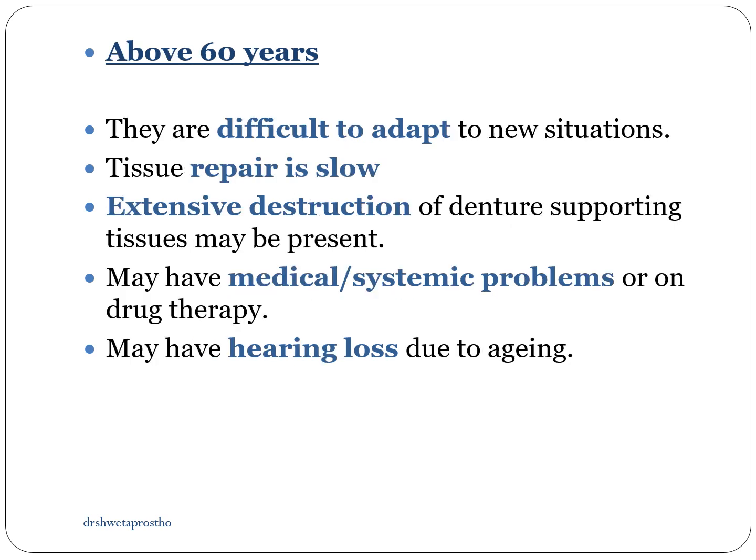Patients above 60 years are difficult to adapt, so they need to be counseled right from the beginning. Their tissue repair is also very slow. We can find compromised denture supporting tissue, especially for the long-standing edentulous cases. Many of them give history of medical or systemic problems, or they may be on some drug therapy. This we will be discussing in detail. Some of them may also have partial or complete hearing or vision loss due to the aging.